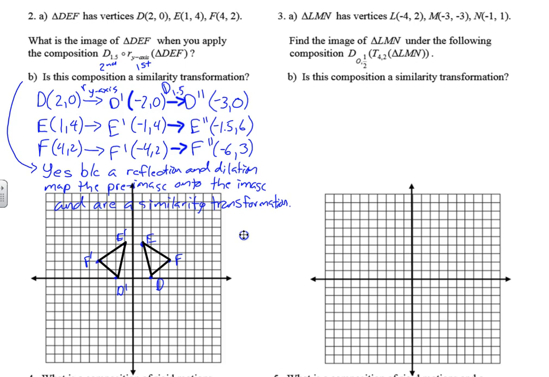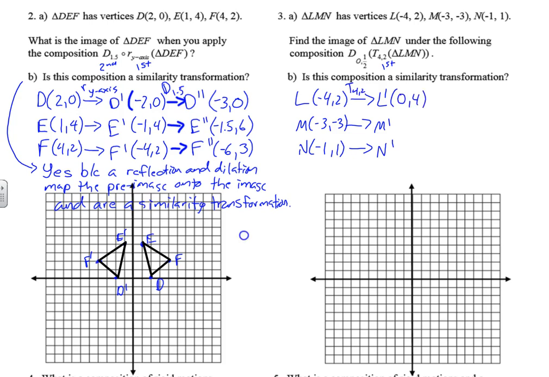So let's go ahead and do this next one. L is (-4, 2). M is (-3, -3). N is (-1, 1). Which one of these are we going to do first? Well, we're going to do this one first, the translation of (4, 2). So we're going to add 4 to the x value and add 2 to the y value. So it'd be (1, -1), and then this would be (3, 3). From there, we're going to dilate it centered at the origin by a scale factor of 1/2.